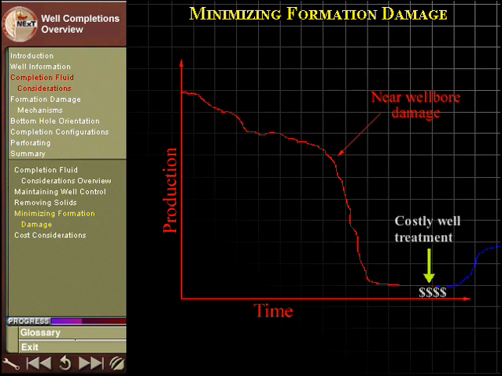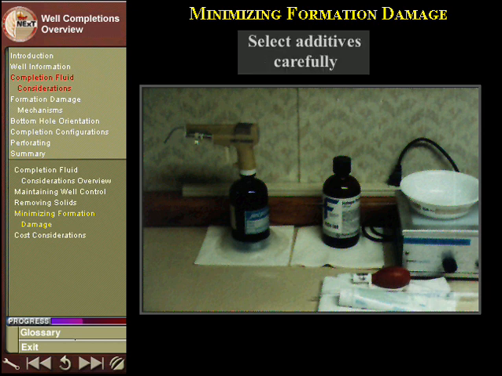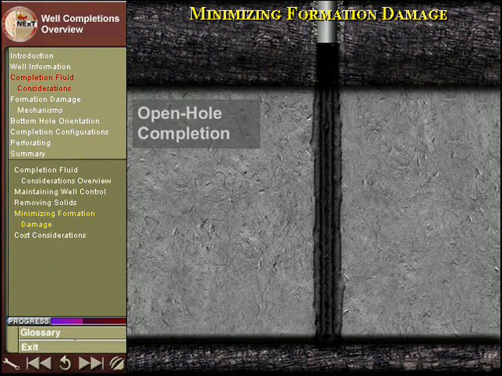Costly remedies may be attempted to remove formation damage without guaranteed success. Therefore, it is important to take extra care in designing and maintaining completion fluids. For example, any additives used must be carefully selected for specific purpose and compatibility. This is particularly important for open hole completions.